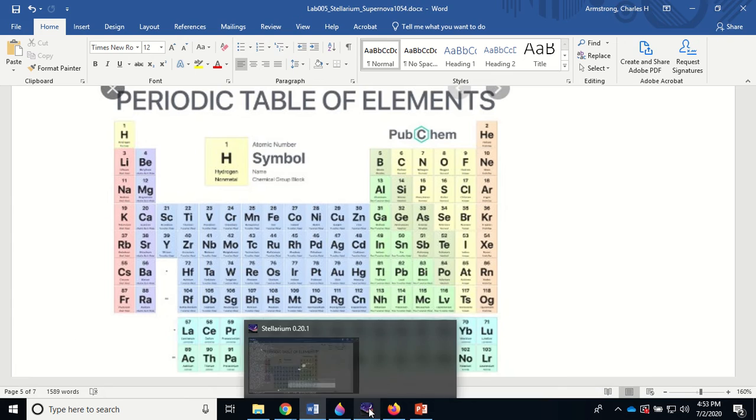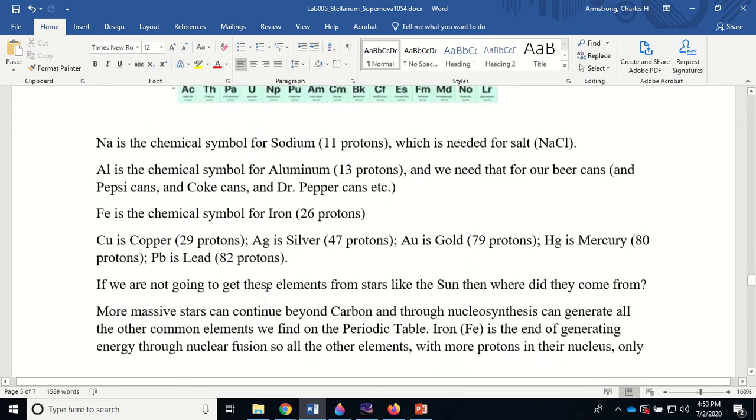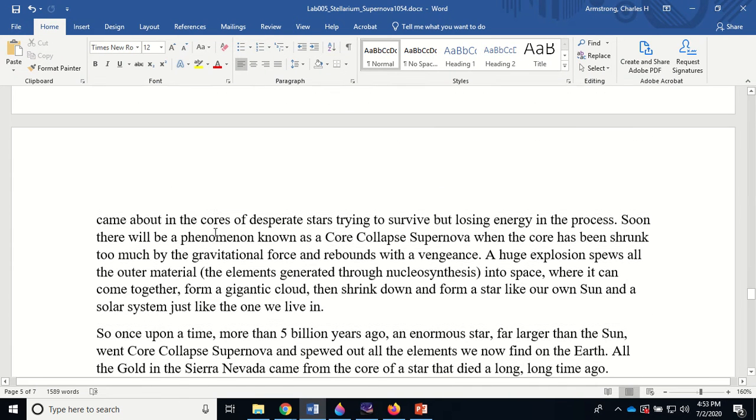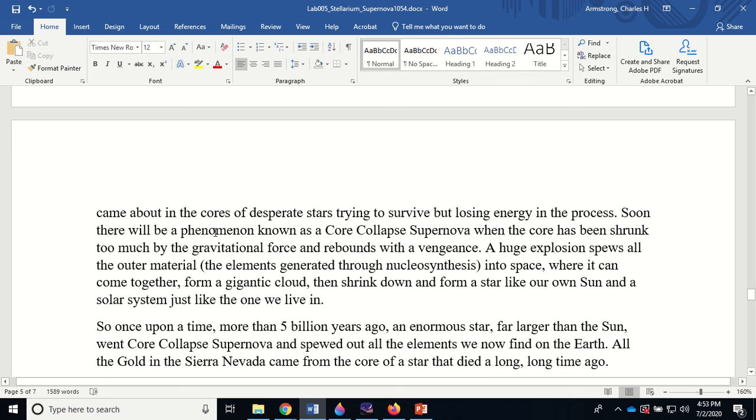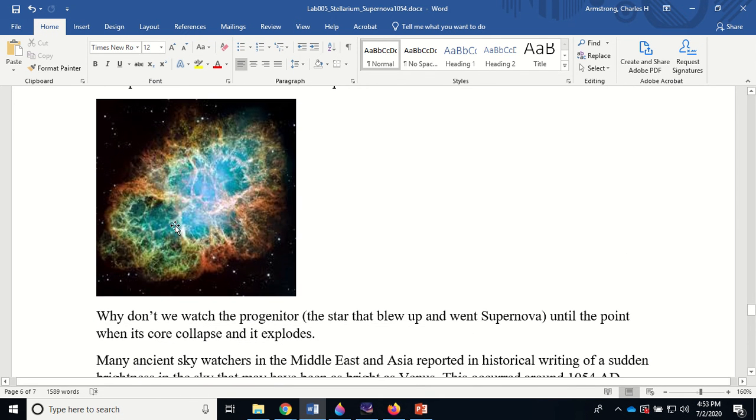Okay, so now what we want to do after you go through all that is you want to go to Stellarium. Let's look at it on here. So we go through all that, and you can read all this. There's what we call the Crab Nebula.